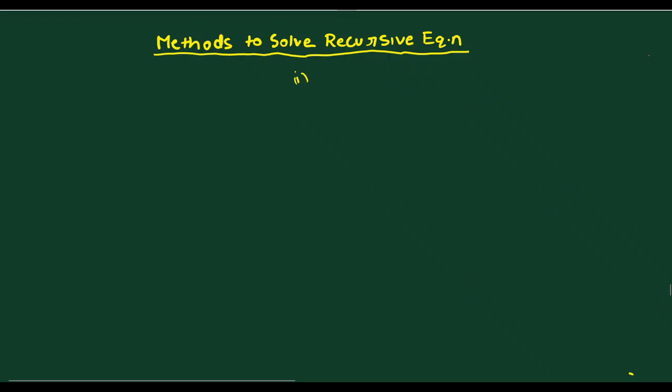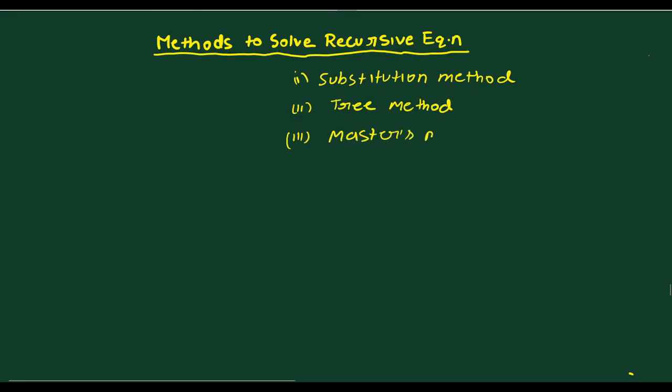The first one being the substitution method. The second one being the tree method. And the final one being the master's method. In the substitution method, we have two kinds of substitution. The first one being the back substitution.